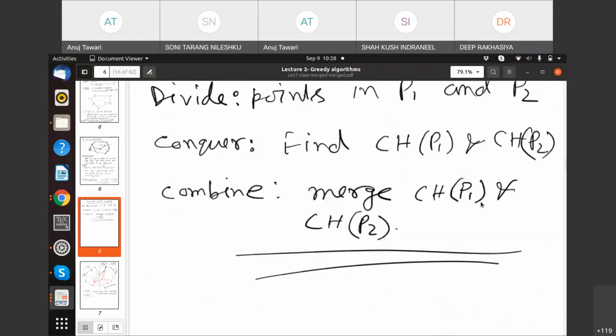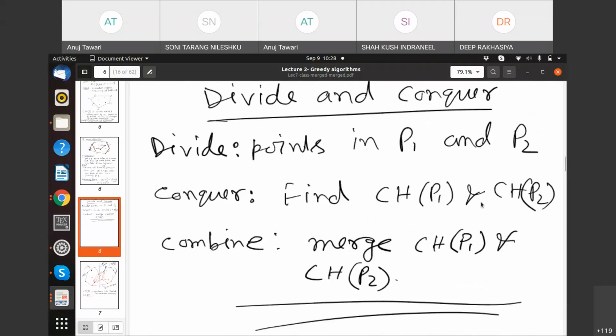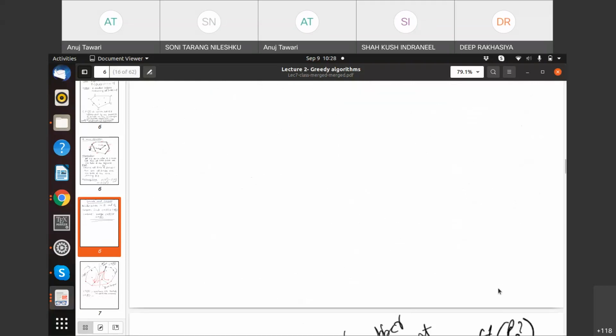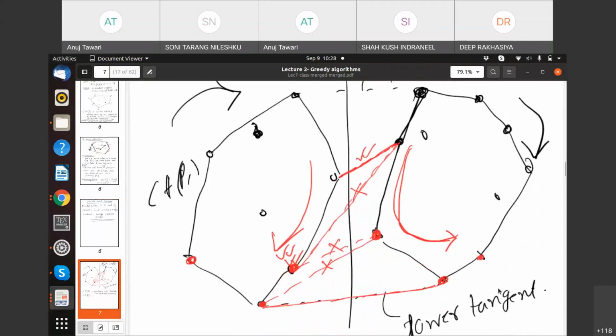So now what is the recursion we'll get? Let T(n) be the time to compute the convex hull of n points. This will be twice T(n by 2), since there are n by 2 points on each side, plus big O of n square. And so you'll get the time complexity as big O of n square. Obviously we are not satisfied with this. So from n cube we went to n square. Here is another idea.